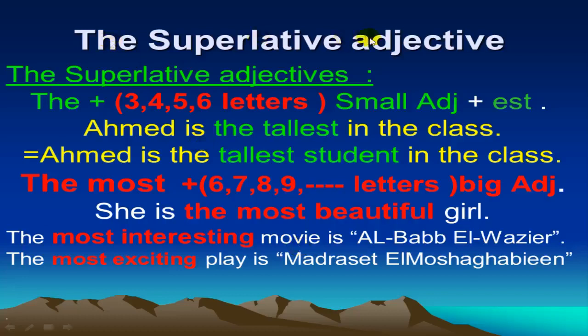The superlative adjectives: small adjective, three, four, five, six letters, plus EST. Ahmed is the tallest in the class. Ahmed is the tallest student in the class. The most, plus big adjective, six, seven, eight, nine, ten letters. Very big adjective, more than six letters. She's the most beautiful girl.